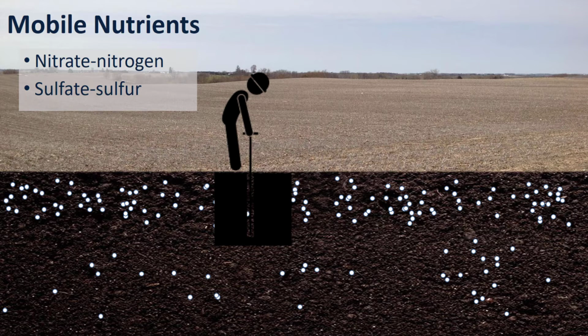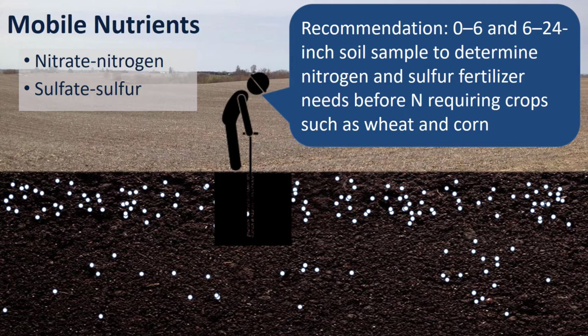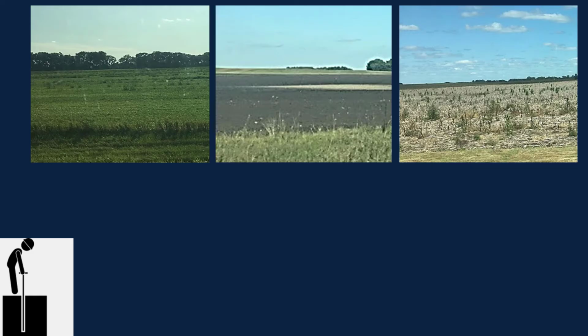This is kind of the recommendation that we have. The recommendation is that we go out and take a 0 to 6 and 6 to 24 inch soil sample to determine nitrogen and sulfur fertilizer needs before a nitrogen-required crop, such as wheat and corn. However, we do have a few considerations to think about when we do these soil samplings, and that goes on to what of these situations do we see.